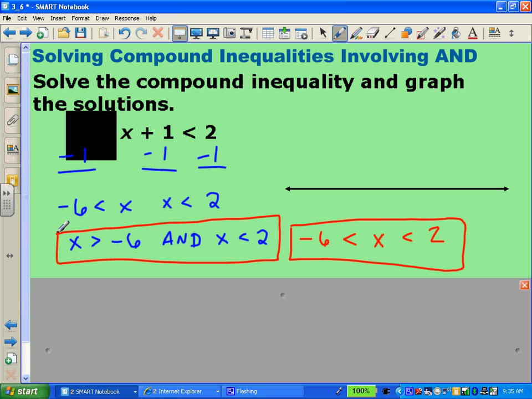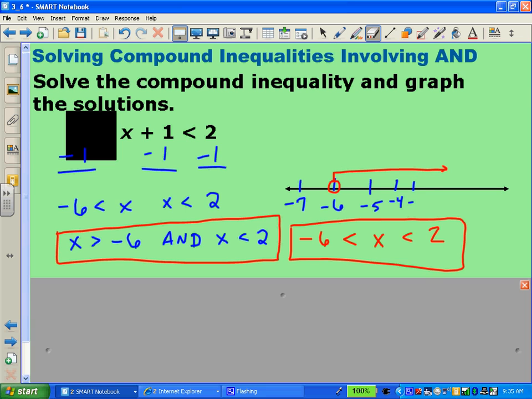Okay, now we need to graph these. So again, we're just going to graph them one at a time. Let's start with x greater than -6. So let's put -6 on a number line, and we'll put a few numbers around it here. Now we have an open circle to the right because it's greater than. Okay, then we have less than 2.